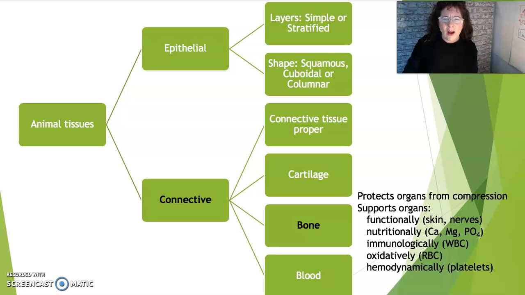Hi everyone, we are on to connective tissue again, and this time we're on to bone. So we've already been through connective tissue proper, which involved dense connective tissue proper and loose connective tissue proper. And we've already been through cartilage, and that involved three types of cartilage: hyaline cartilage, elastic cartilage, and fibrocartilage. Now we're on to bone.